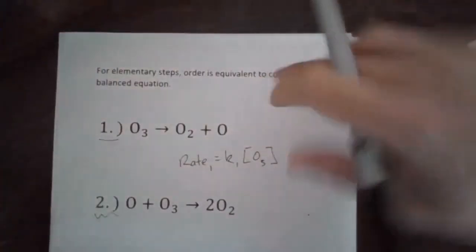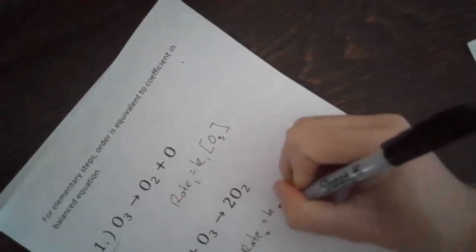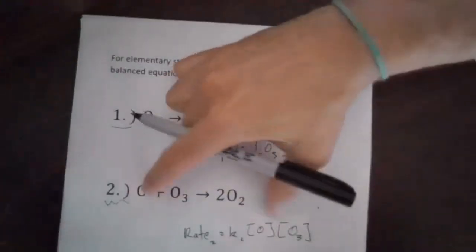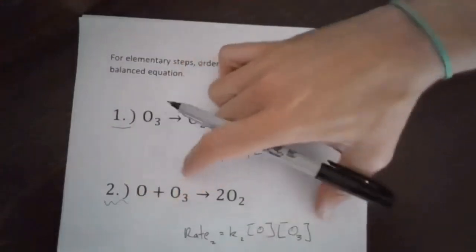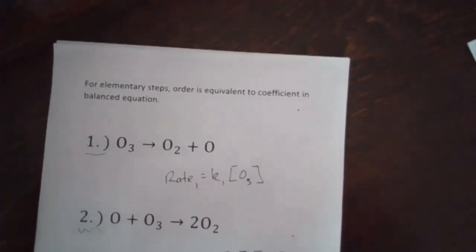For step 2, we can define rate 2. Again, there's going to be K2. This time I have O atoms and O3 molecules. Coefficient on that is 1, exponent of 1. Coefficient on that is 1, exponent is going to be 1. So when we have elementary reactions, that is no longer just an overall reaction, but you are explicitly describing a single collision between molecules. That is when the order is going to be equal to the coefficient in the equation.